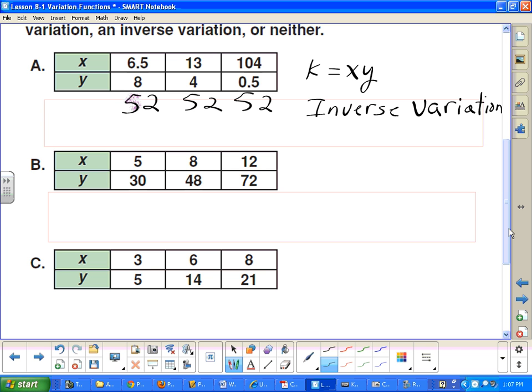All right, so when we look at this one, 5, 8, and 12, 30, 48, 72. So x is getting bigger and y is getting bigger. So I know it cannot be inverse variation. So I need to check direct variation. I need to see, is k equal to y over x? So if we divide, 30 divided by 5 is 6. 48 divided by 8 is 6. And 72 divided by 12 is 6. So when I divide, they're the same. So that means I have direct variation.